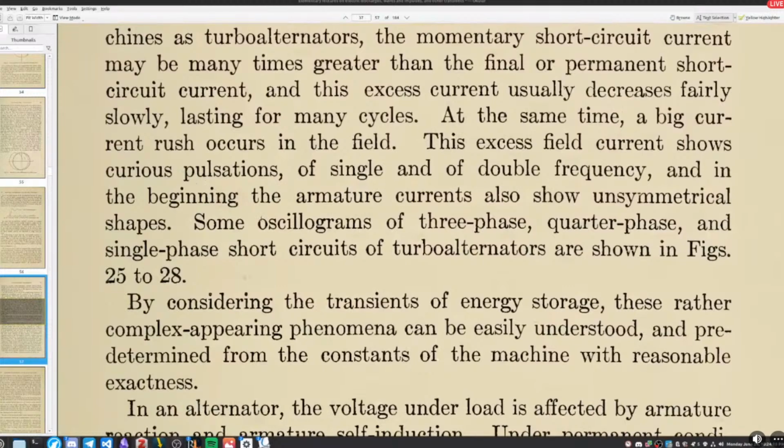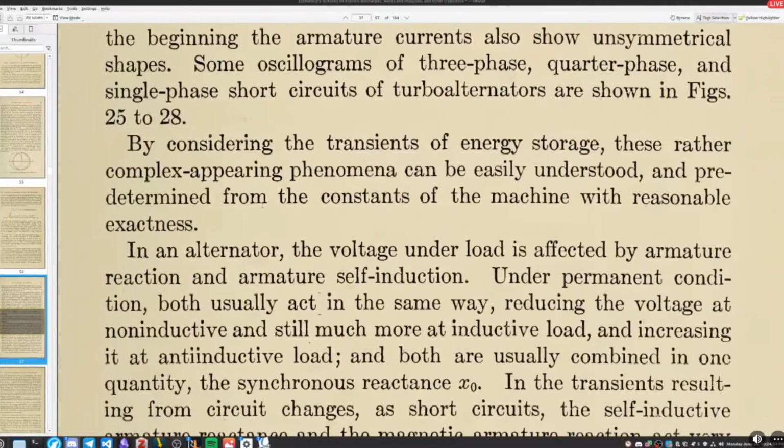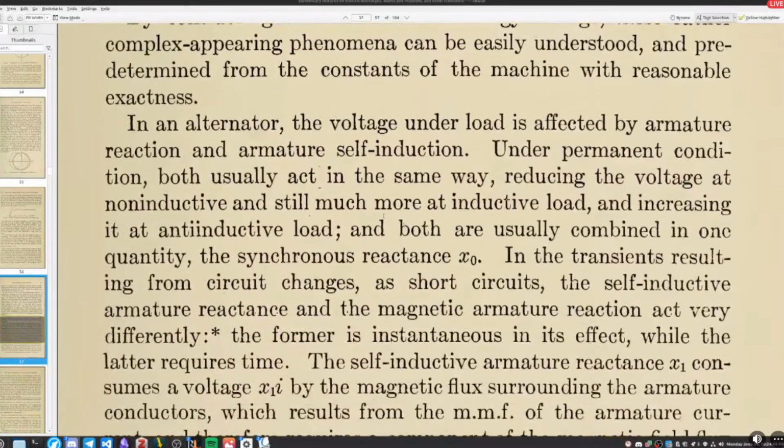Some oscillograms of three phase, quarter phase, and single phase short circuits of turbo alternators are shown in figures 25 to 28. By considering the transits of energy storage, these rather complex appearing phenomena can be easily understood and predetermined from the constants of the machine with reasonable exactness. In an alternator, the voltage of the load can be affected by the armature reaction and the armature self-induction.